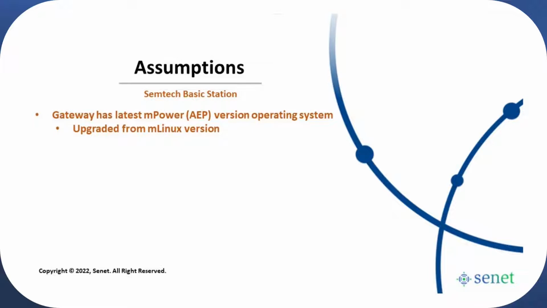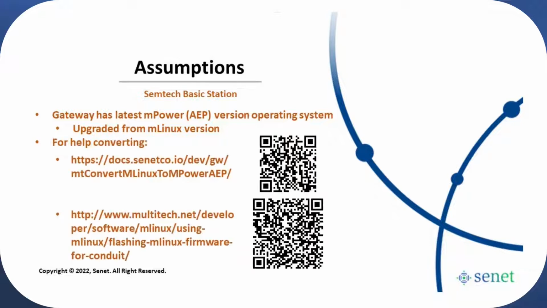Before we get started here, I just want to make sure it's clear that MultiTech Conduit gateway models can operate with two different operating systems. The first version is MLinux, and the MLinux version requires the use of the command line interface. The second version is mPower, and with the mPower version users will predominantly interact using a graphical user interface in a web browser. For the rest of this video, I'll be referring to the graphical user interface as the MultiTech configuration web interface. Both operating system versions are currently available through MultiTech.